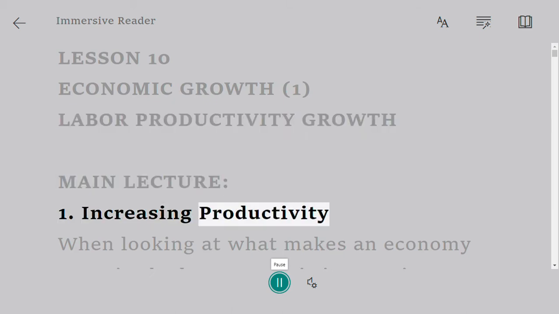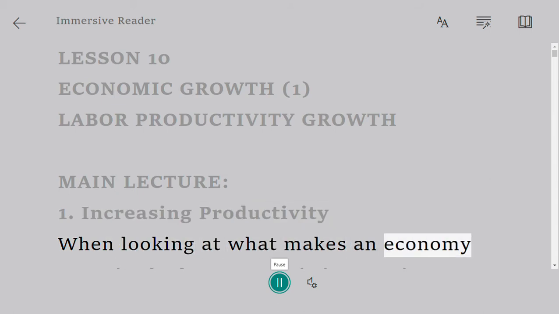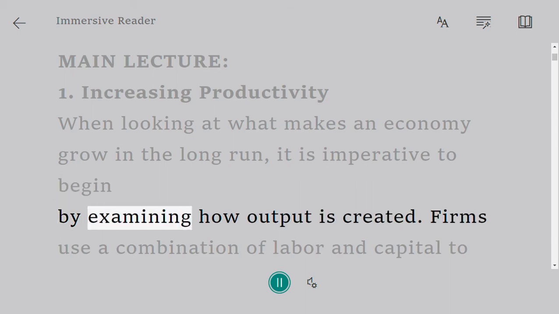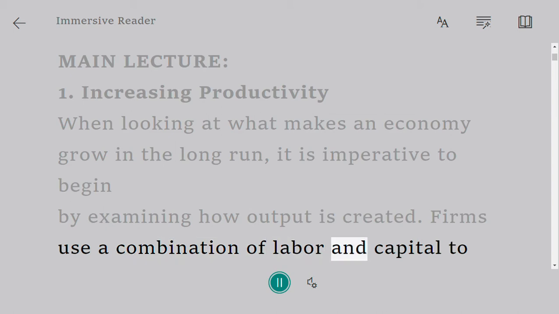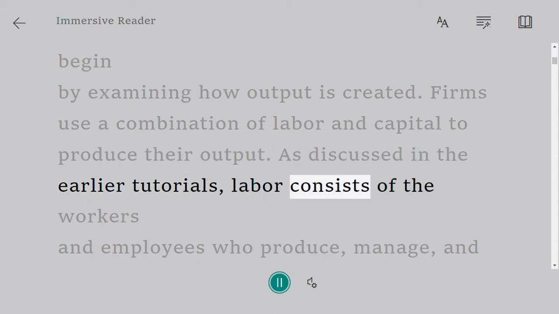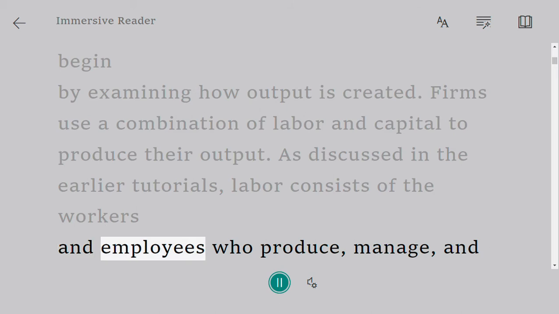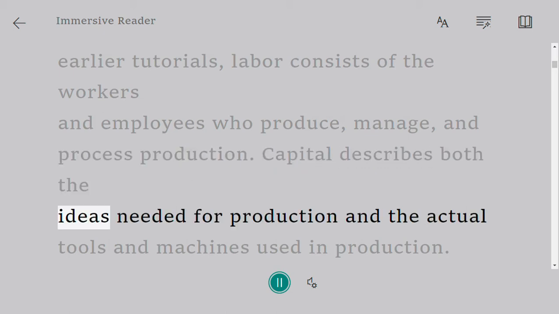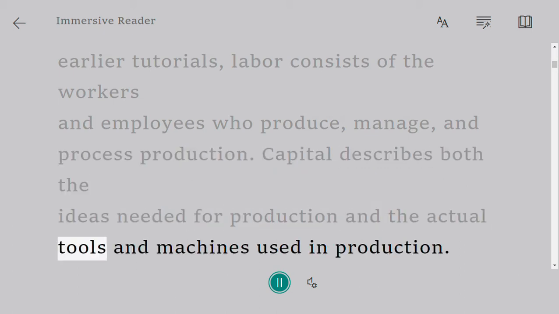Increasing Productivity. When looking at what makes an economy grow in the long run, it is imperative to begin by examining how output is created. Firms use a combination of labor and capital to produce their output. As discussed in the earlier tutorials, labor consists of the workers and employees who produce, manage, and process production. Capital describes both the ideas needed for production and the actual tools and machines used in production.